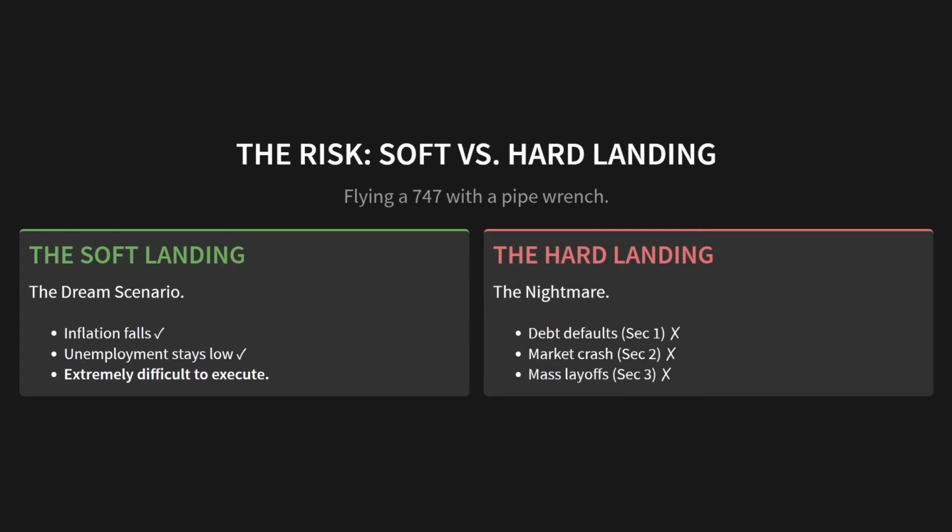The other possibility is the hard landing, the nightmare. This is when they overshoot. Debt defaults start piling up from Section 1. The market has a full-blown crash from Section 2, and you see mass layoffs from Section 3. Here's the key takeaway from all of this. They manipulate your psychology. They change the numbers to make you feel poorer from your crashing stocks and to make saving look way smarter than spending. And when you finally close your wallet, the Fed wins.